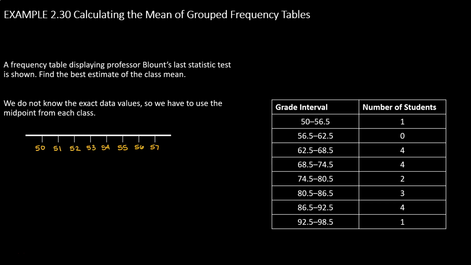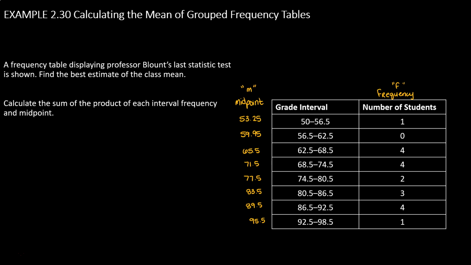Looking at the first group that goes from 50 to 56.5, we can find the midpoint by adding the left and right boundaries, then cutting them in half. That'll show us the point that's halfway between the lower and upper boundary of our class. So for that first interval, our midpoint is at 53 1/4. We'll repeat that process for all of the intervals in the table.